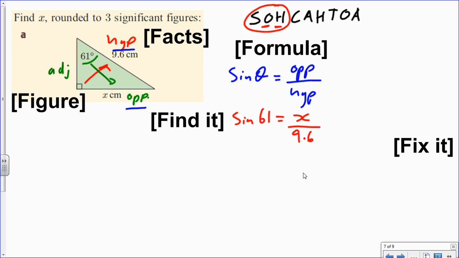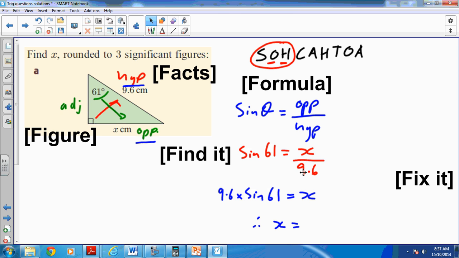Now we've got to continue on with our find it section. We have here divide by 9.6. The opposite of dividing by 9.6 is timesing. So we're going to have 9.6 times sine 61 equals x. Therefore x equals, and this is where we need to use our calculator.